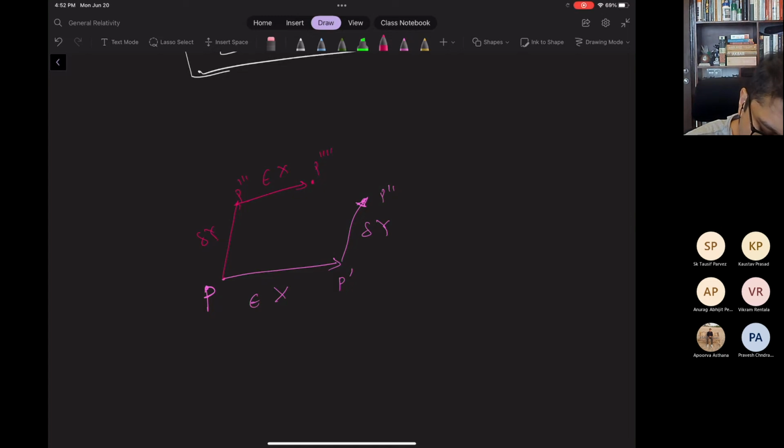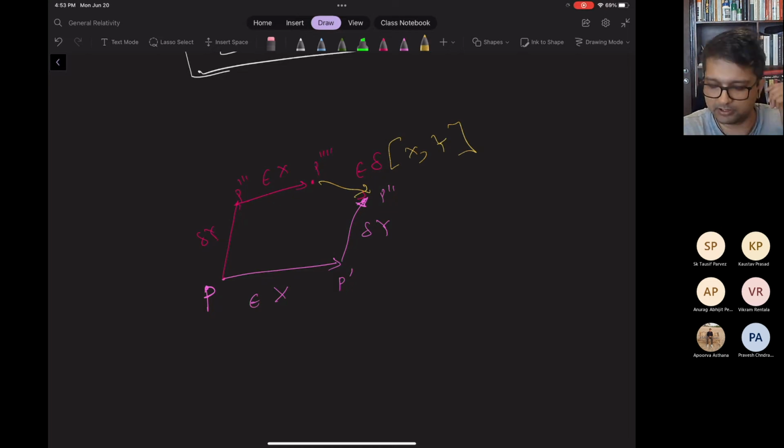And then there's a flow along X by an amount epsilon, and I go to some point P 4 prime. And the difference between these two we've seen before is epsilon delta [X,Y], maybe up to a minus sign. Let's not worry about the minus sign. Now what we're saying is that X and Y are Killing vector fields. So we're looking at the special case where X and Y are Killing vector fields.